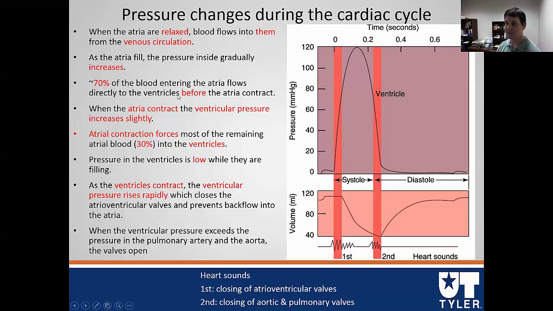And indeed, about 70% of blood entering the atria flows directly to the ventricles before the atria contract. So in other words, the atrioventricular valves are, for the most part, open and allow blood flow to go straight into them. When the atria contract, the ventricular pressure increases slightly. That ventricular pressure, you can see here, is the atrial contraction. We see that it increases slightly because you're just pushing more blood down. This forces the remaining atrial blood, about 30%, into the ventricles.